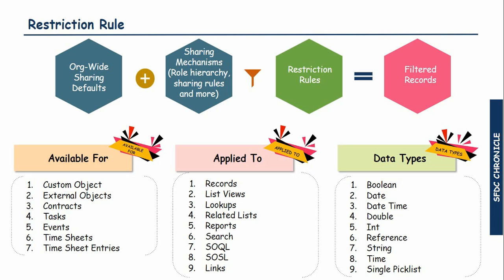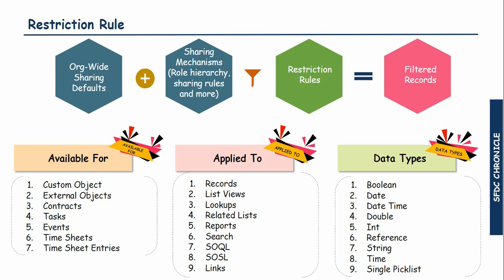As of now, the sharing mechanisms we have explored, whether it's organization-wide default, role hierarchy, manual sharing, etc., all provided more access to records. As the name implies, a restriction rule prevents users from accessing records they are not authorized to view.